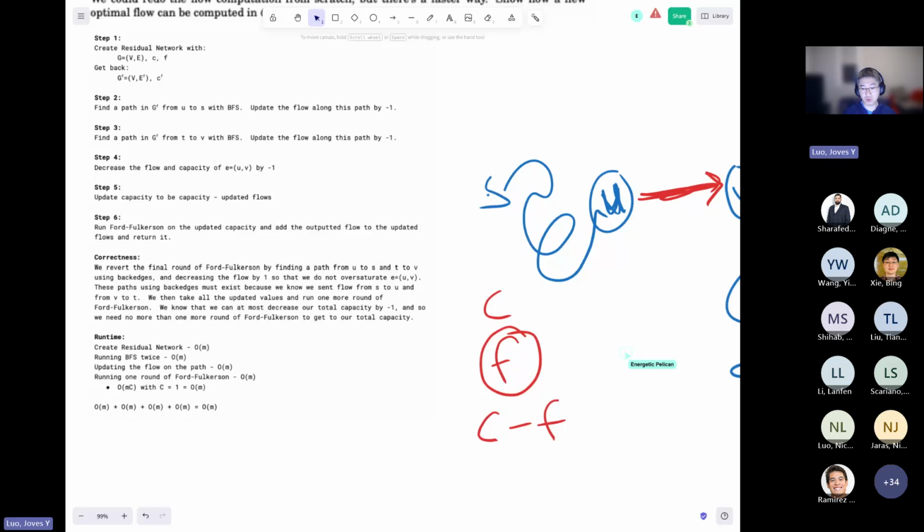The other thing you could have done was update the residual graph, and then just run BFS to see if you could find a path. And if you have a path, then you update that path by 1, add that to your original flow, and that's your new flow. Or you could just do what I just did. So either way works. But you can't run Ford-Fulkerson with a partial flow.